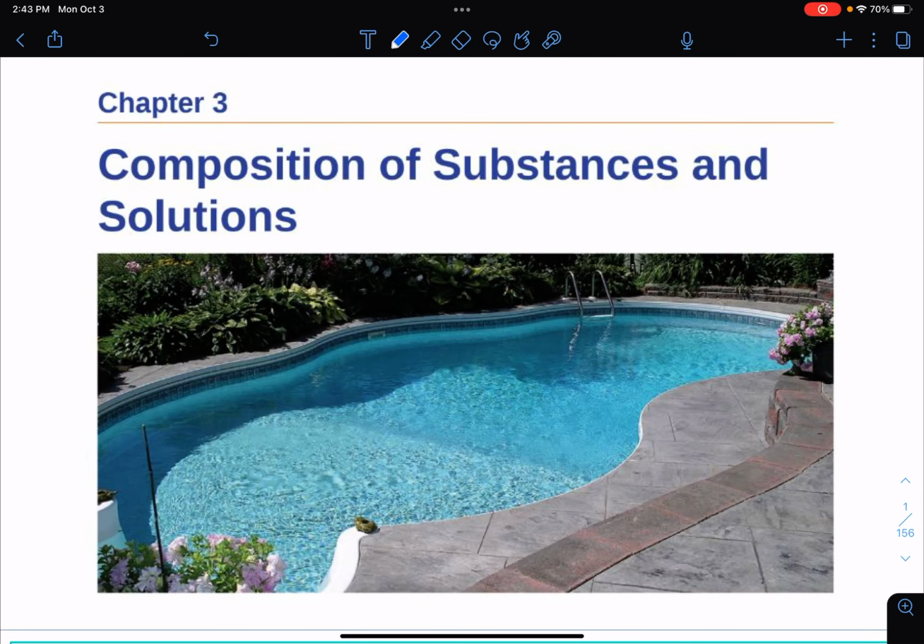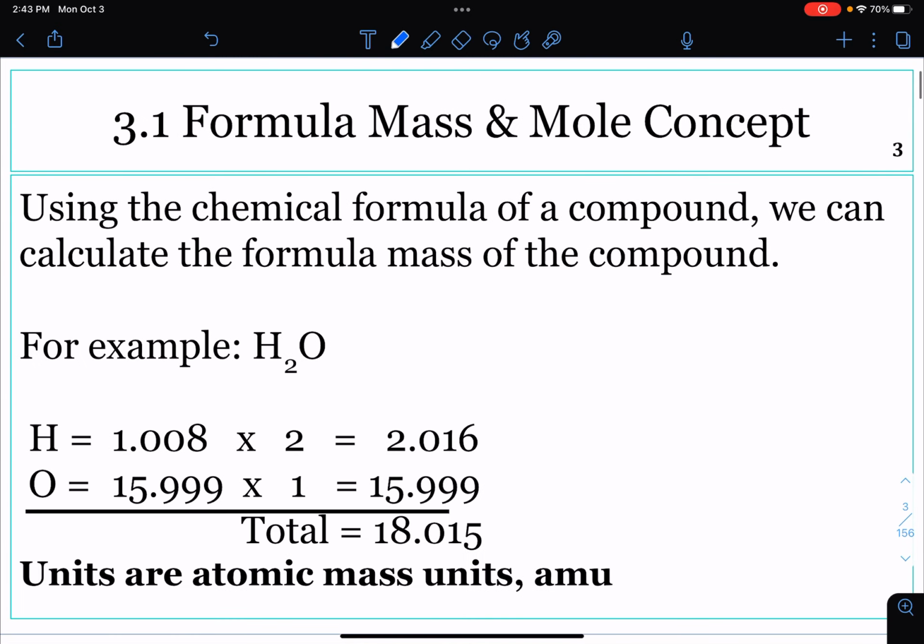This is Chapter 3, Composition of Substances and Solutions. Today we are going to talk about finding the molecular or formula mass and also the mole concept. We can find the molecular mass of a molecule by adding up the mass of each atom in the molecule.